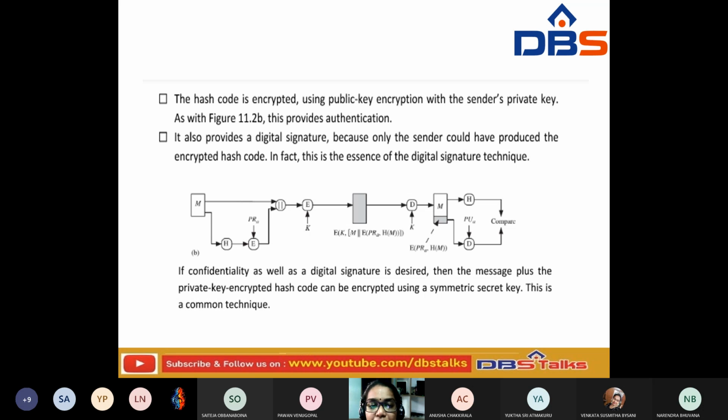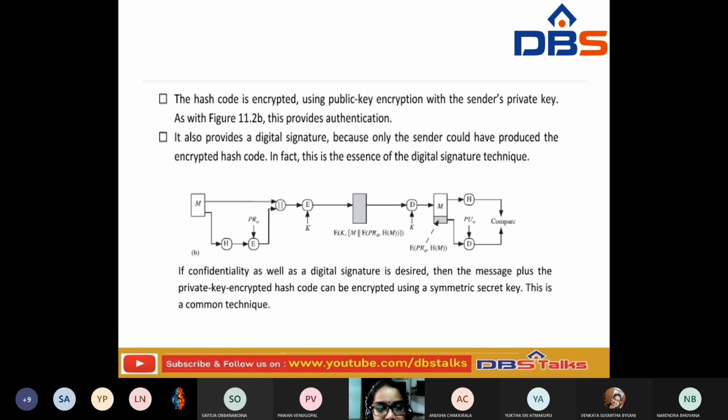So the sender has to produce the encrypted hash code. Whatever hash code we have generated, he has to provide the encryption for that hash code. So it is an encrypted hash code. In fact, this is the essence of the digital signature technique.